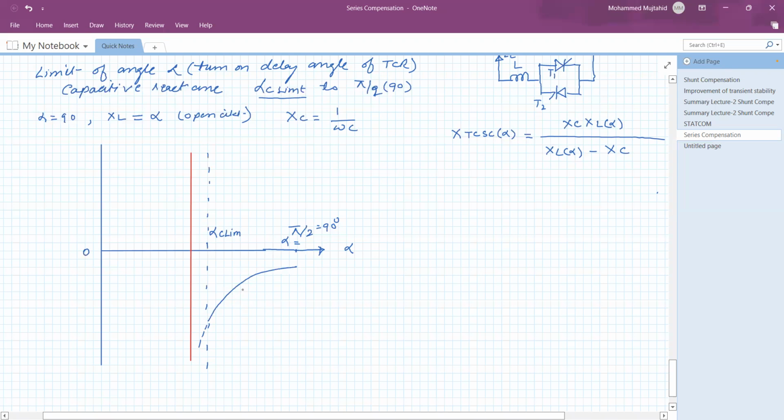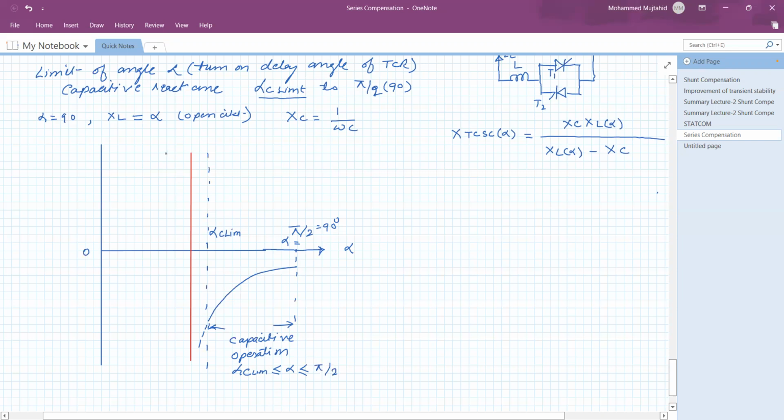So this region is the capacitive region. The limit up to this one is the capacitive one. So this is capacitive operation. It means that the reactance of TCSC is capacitive under such condition, and the limit is alpha C limit less than or equal to angle alpha less than or equal to 90 degree, or pi by 2. This is the region, isn't it?